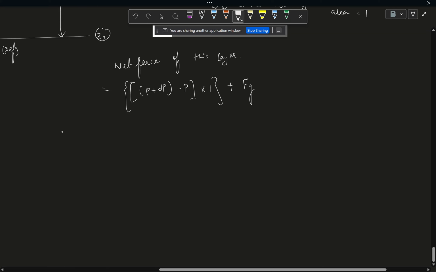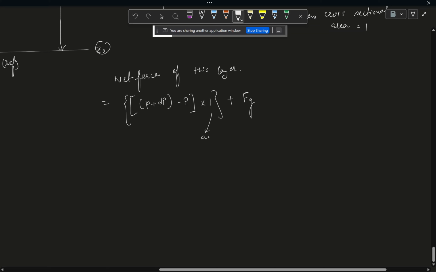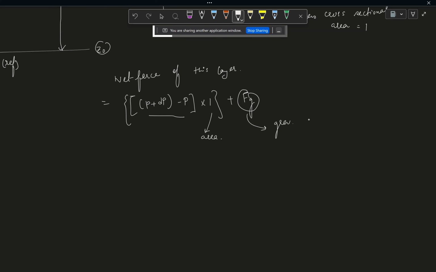So you know that the force equals pressure into area, because pressure is force by area. Here the area is unity, so this is just multiplied by 1, and the force gradient is basically the difference in force between the two layers of the liquid column. That is at z and z plus dz, and the pressures are P and P plus dP. And Fg is the gravitational component of force on that same particle.